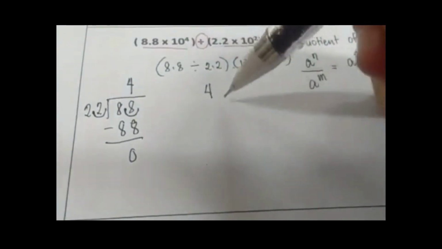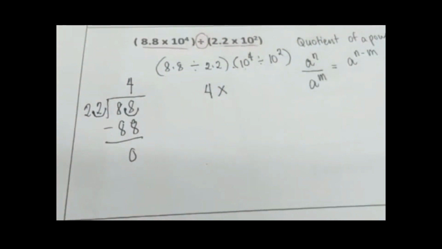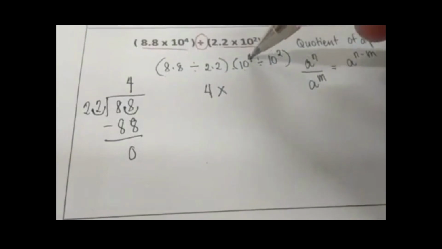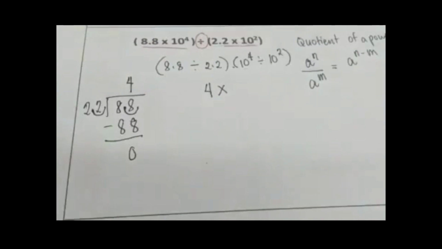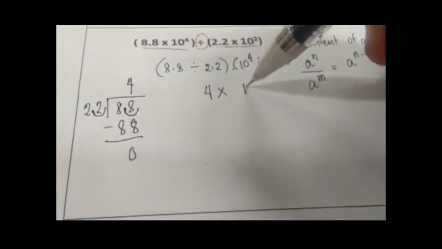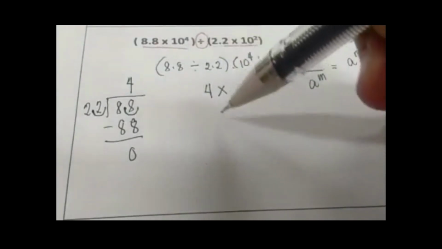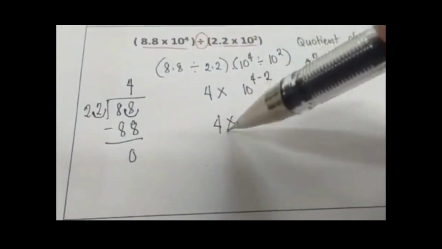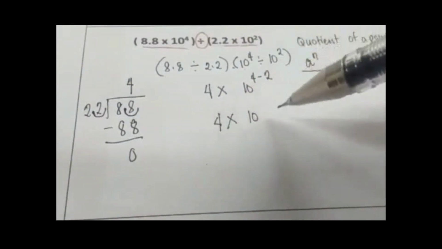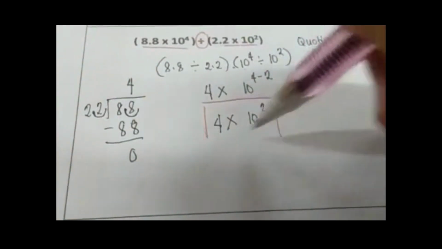Then this is multiplication, so times. We will now apply the quotient of a power. So that will be 10 to the power of 4 divided by 10 to the power of 2. So we will just subtract 4 and 2. That will give us 10 to the power of 4 minus 2. Then simplifying further, we have 4 times 10 to the power of 4 minus 2, which is 2. So we have now the answer, 4 times 10 to the power of 2.